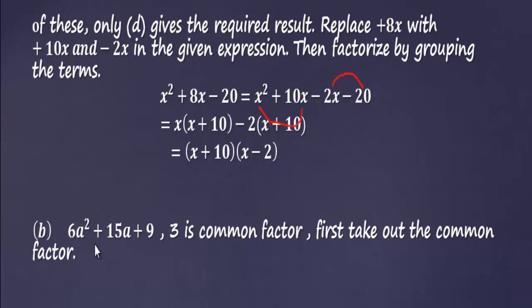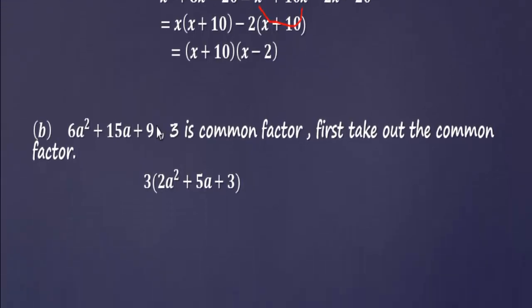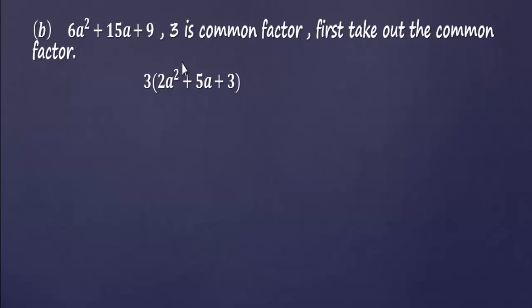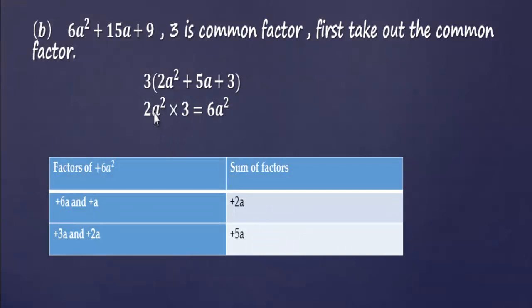Now from this expression, you can discover that 3 is a common factor. First, you can take out the common factor from there, which is going to be 3, open bracket. When you remove 3 from 6a squared, it's going to be 2a squared. Plus when you remove 3 from 15a, it's going to be 5a. And then when you remove 3 from 9, you are going to get 3. So you can now carry out your factorization with the equation that is inside the bracket, which is going to be 2a squared.